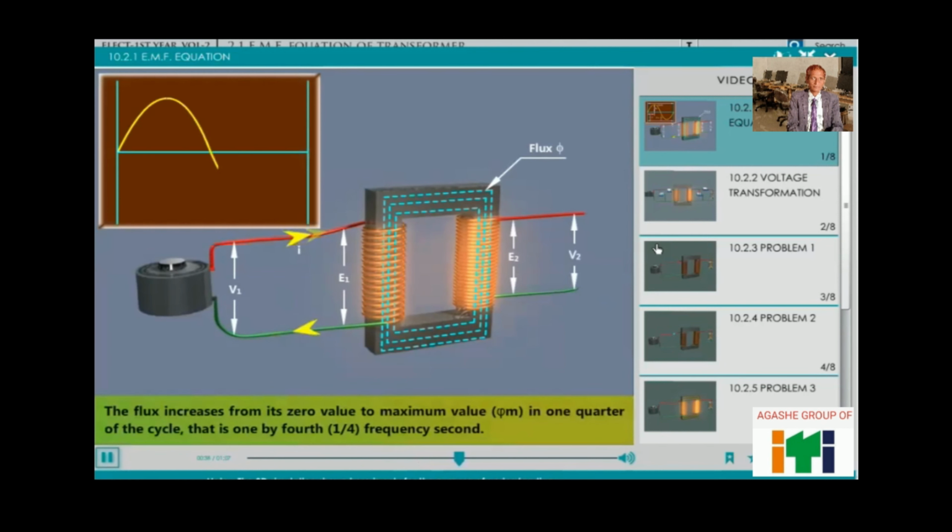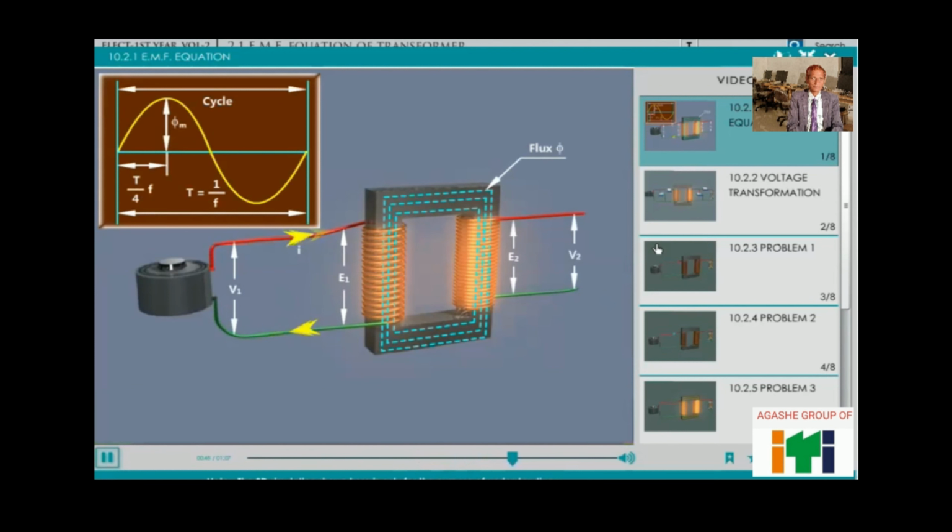The flux increases from its zero value to maximum value, that is Φm, in 1/4 of the cycle, that is 1/4f seconds. Primary induced EMF E1 is equal to 4.44 f N1 Φm volts. Secondary induced EMF E2 is equal to 4.44 f N2 Φm volts.